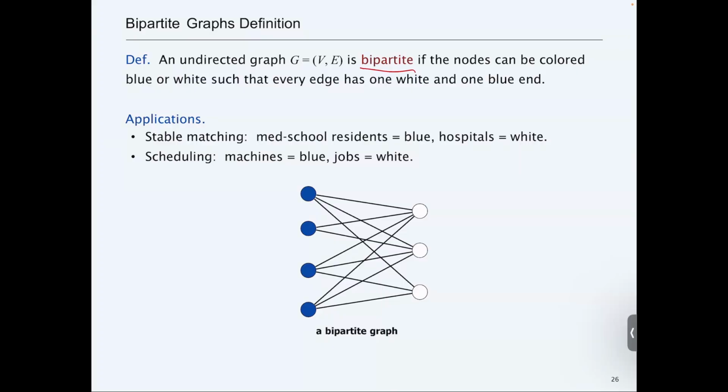So the graph that's shown on this slide is bipartite because every single edge has one vertex that's colored blue and one vertex that's colored white. I'll just highlight a couple of these edges. One of them is blue, one of them is white. One of them is blue, one of them is white. One of them is blue, one of them is white. There are no violations of this anywhere in the graph. And if there are no violations, then you have a bipartite graph.